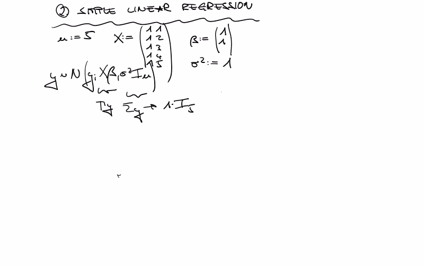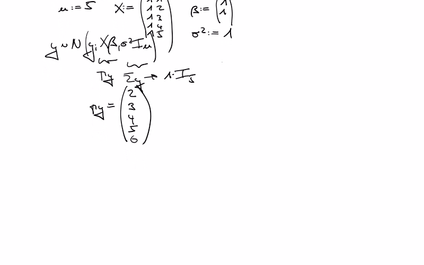Mu y we have to work a little bit more for, so we have to again do our matrix product x times beta, but I assume that you all know how to do that by now. So if you do that, you get mu y equals 1 times 1 plus 1 times 1, so you get 2. 1 plus 2 is 3, 1 plus 3 is 4, 1 plus 4 is 5, and 1 plus 5 is 6. So you get this as the expectation parameter.